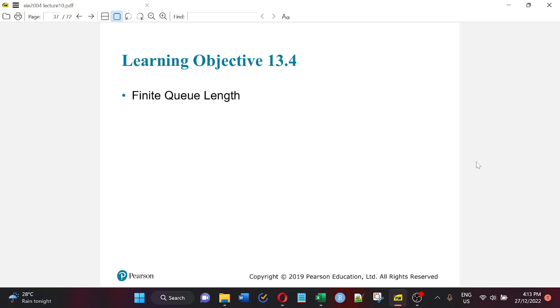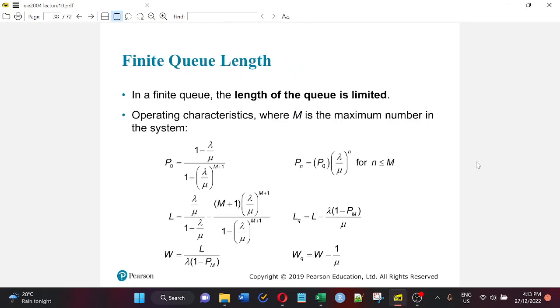And then we are talking about the finite queue length. What does it mean by finite queue length? In a finite queue, the length of the queue is limited. For example, in a car service, the place is quite limited. So you only have like 3 parking spots, and after the 3 parking spots, there are no more spots available.